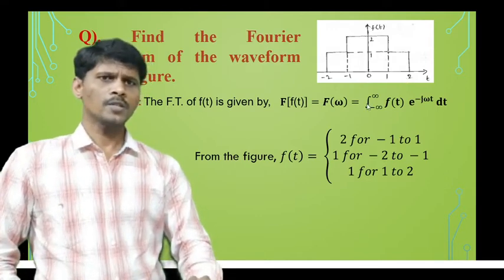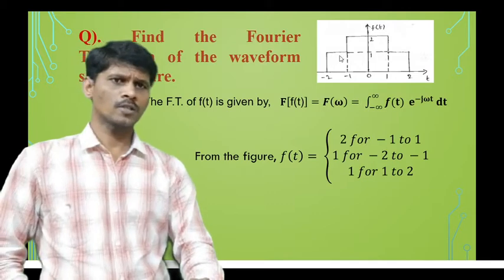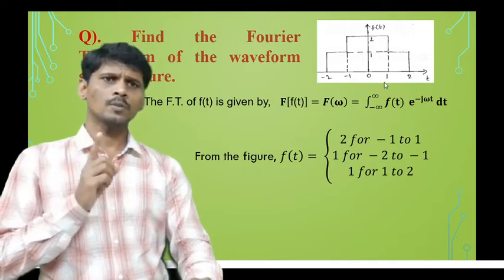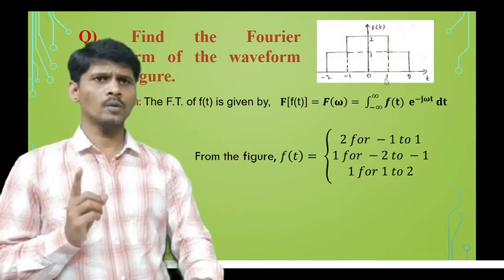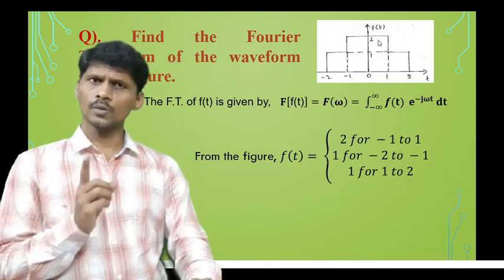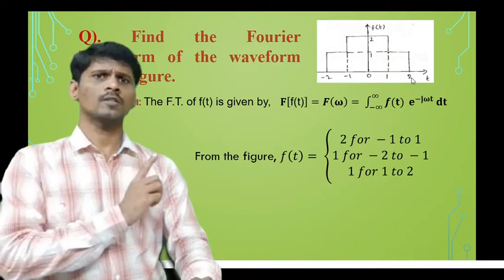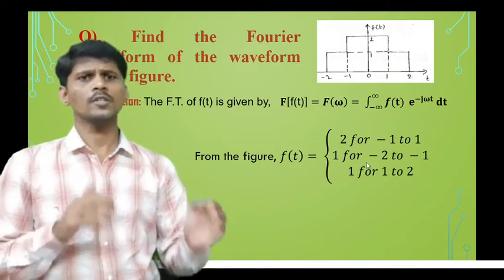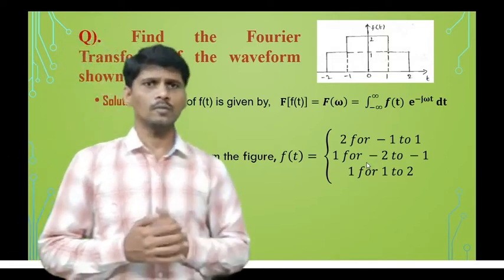Okay, minus 2 to minus 1, it has a constant value. What is that constant value? 1. Minus 1 to plus 1, it has a constant value. What is that constant value? 2. And 1 to 2, it has a constant value. What is that constant value? 1. So this is the function f of t from the given waveform.